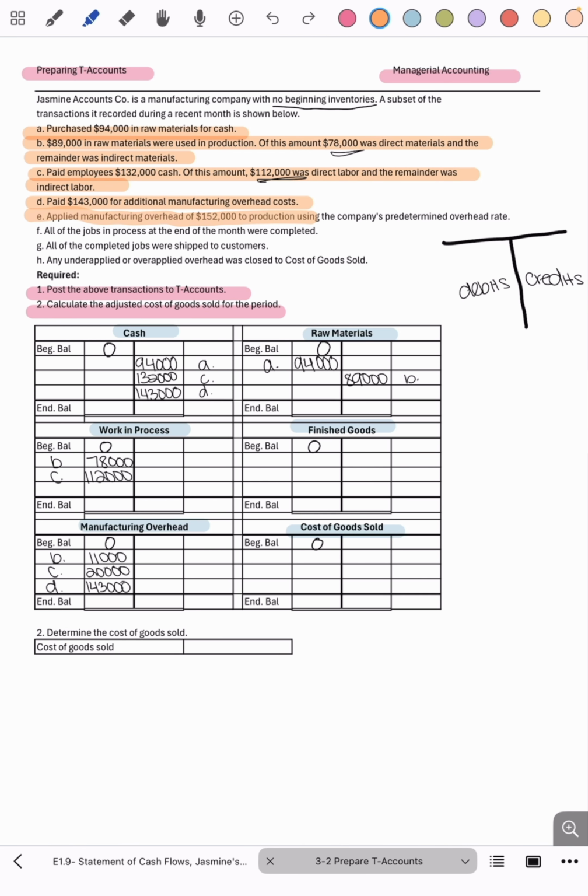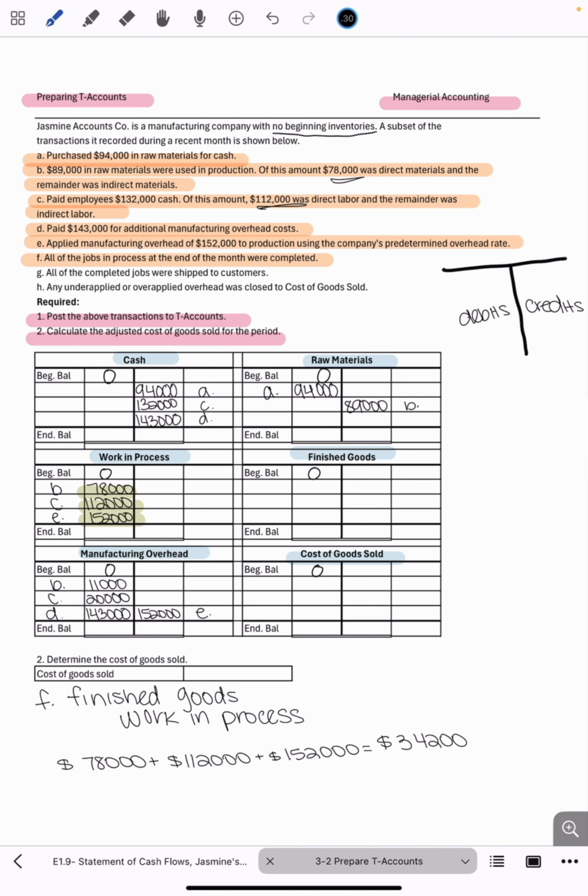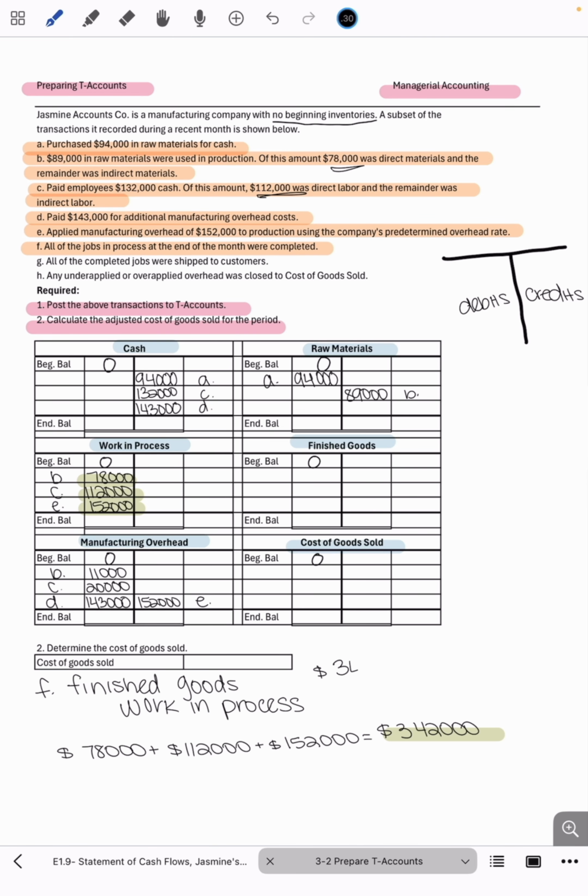Next we have F, and it says all of the jobs in process at the end of the month were completed. Our debit is going to be finished goods and our credit is going to be work in process. And to get the work in process amount, we're going to have to total up our work in process. So that's going to be these amounts. So we'll take $78,000 plus $112,000 plus $152,000, which is going to be $342,000. So our debit for this will be $342,000 and $342,000 will be the credit.